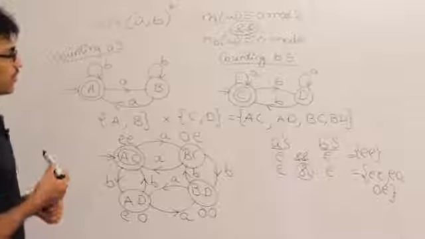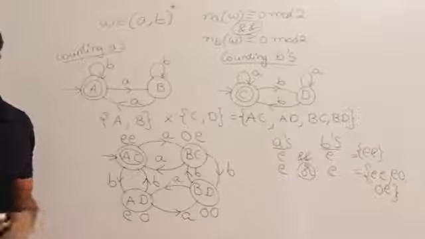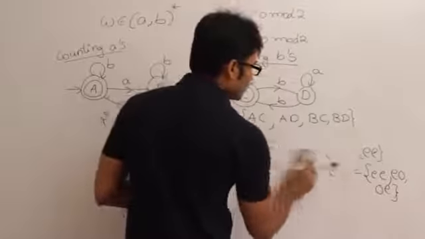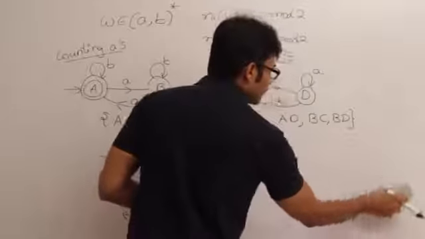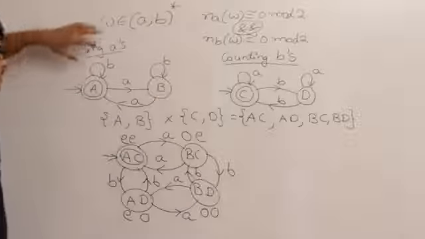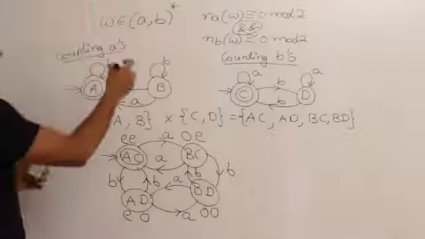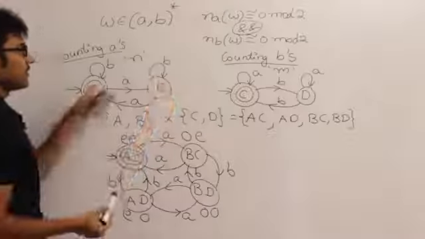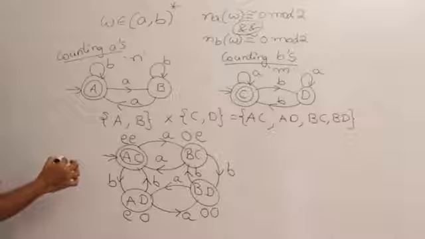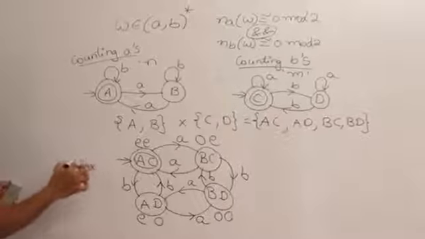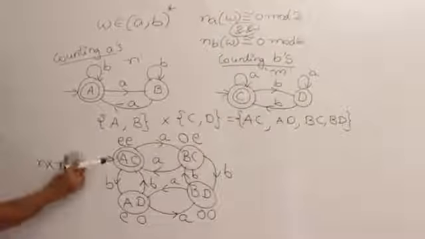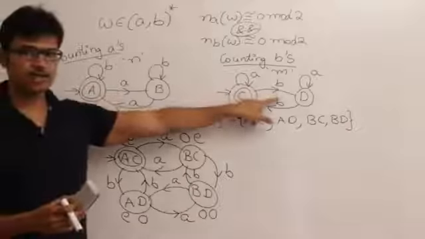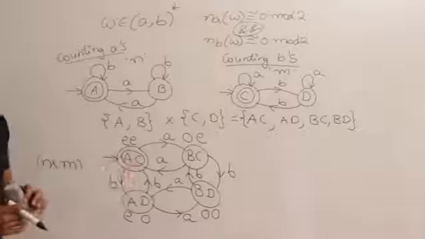I will just tell you one more method in which we can even solve such questions. That will be the easiest way. And one point worth noting here is the cross product method. If a DFA contains n number of states, and if another DFA contains m number of states, then the final DFA obtained by cross producting these two will contain n into m number of states. Which means if one automata contains 2 states and the other one contains 2 states, then the cross product is going to contain 4 states.